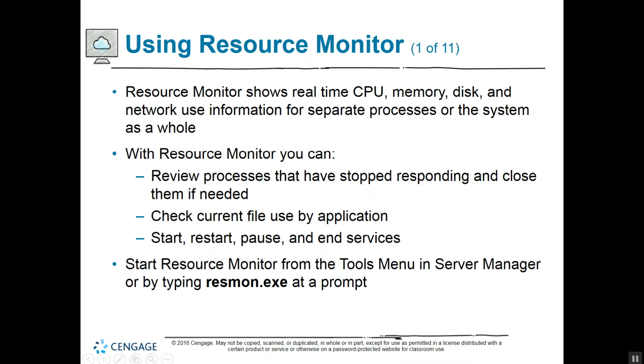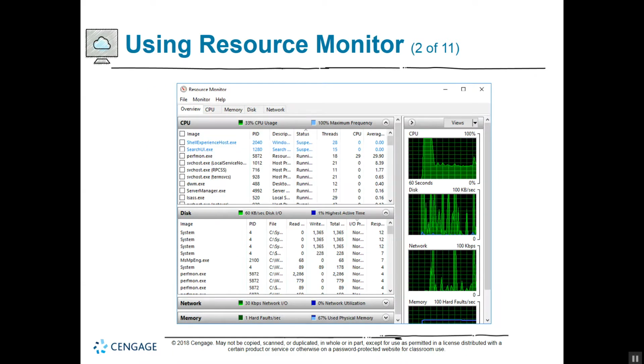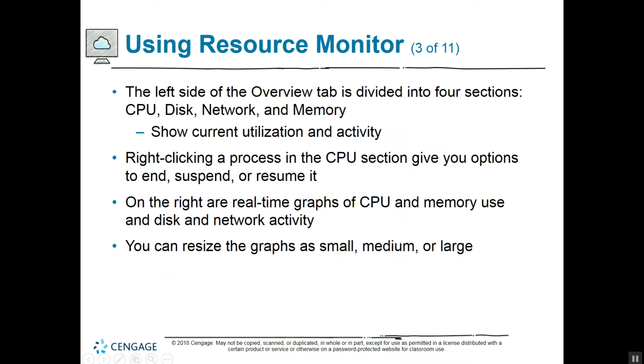And we could do that using resmon.exe at a prompt. So here we go with Resource Monitor, and we could go through, check the CPU, look at the process ID, description, status, how many threads it's got, CPU, and the average. So each one of these tools helps us to see how this system's running.